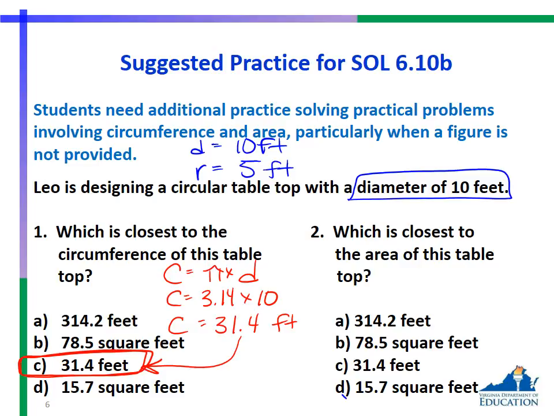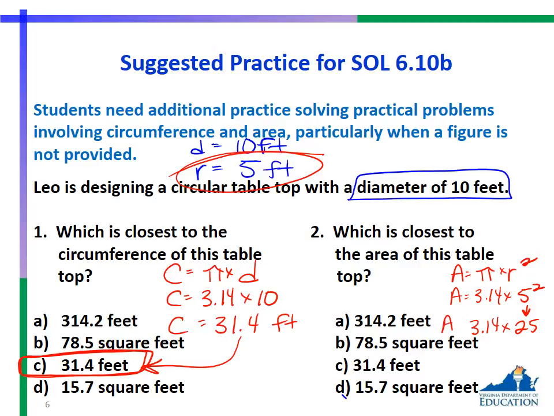So for question 2, which is the closest to the area of this tabletop? So the area is pi times radius squared. So remember, we're using radius for the area problem. So area is 3.14 times 5 squared. So 5 squared is 25 times 3.14 for the area. And when I do this, the area is going to be pretty close to 78.5 feet squared.